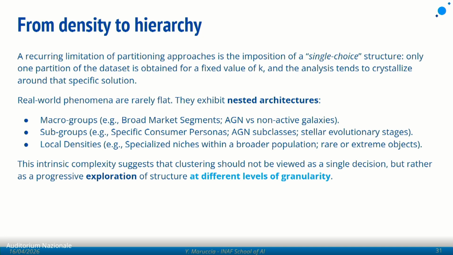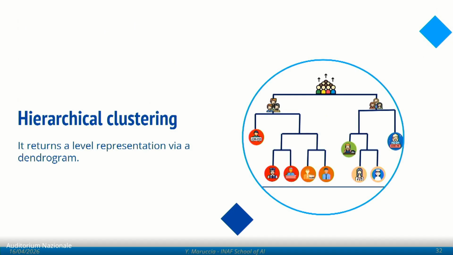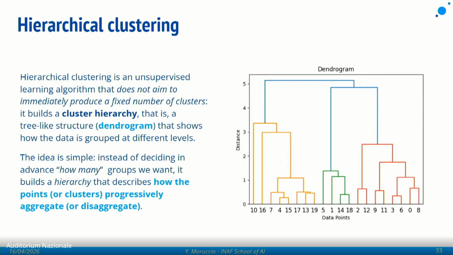And so in this kind of problem, we need to treat the data at different levels of granularity. We have to understand how the data is distributed at a granular level. And for this case, we can use hierarchical clustering, okay? Because we have a level representation of our data set, and it is done through the dendrogram. But let's start from the beginning.